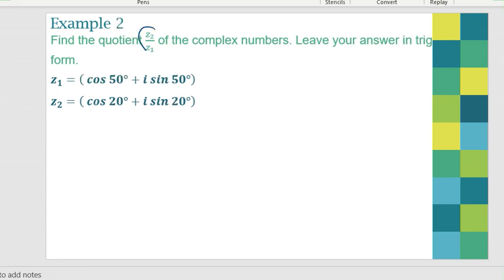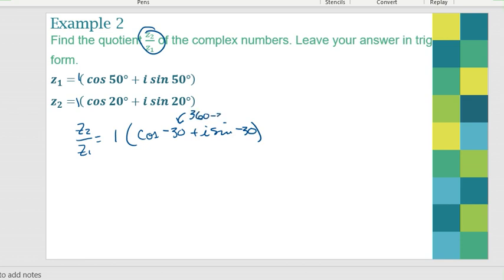All right, so let's look at this one. This one says put Z2 over Z1. So my coefficients here, my R's are 1. So 1 divided by 1 is still 1. So Z2 over Z1 is still 1. And it's cosine negative 30 plus i sine of negative 30. The problem is we should not have negatives in our answer. We want it to be between 0 and 360. So I'm going to take 360 minus 30 and get 330. So this is just cis of 330. Done.